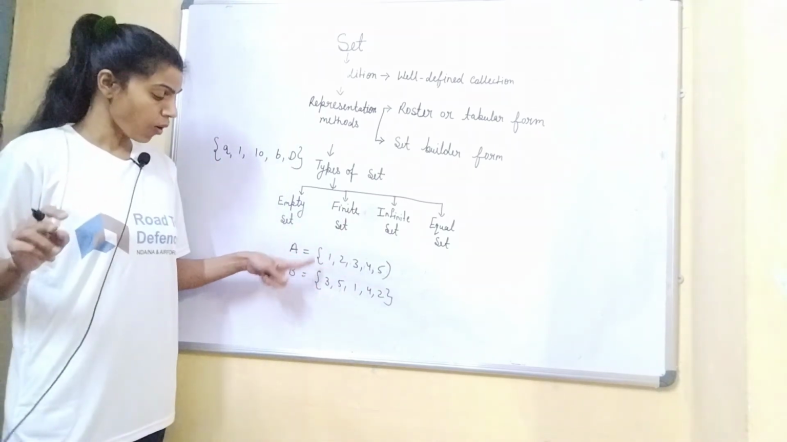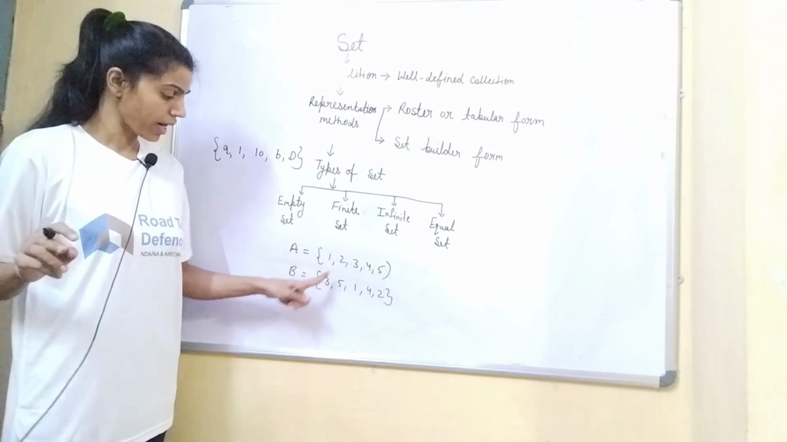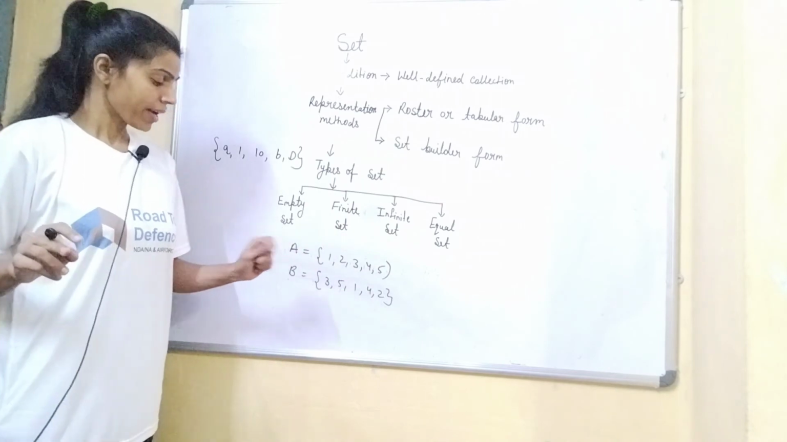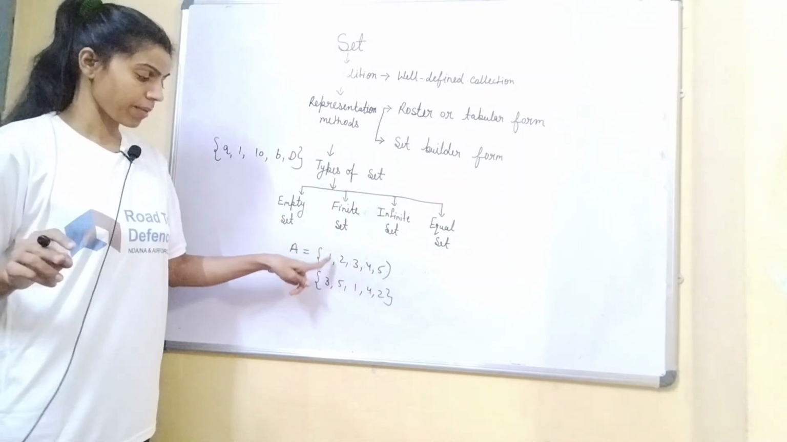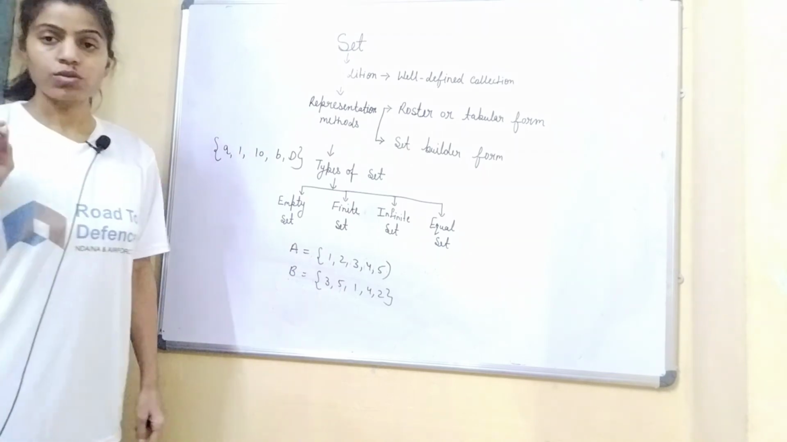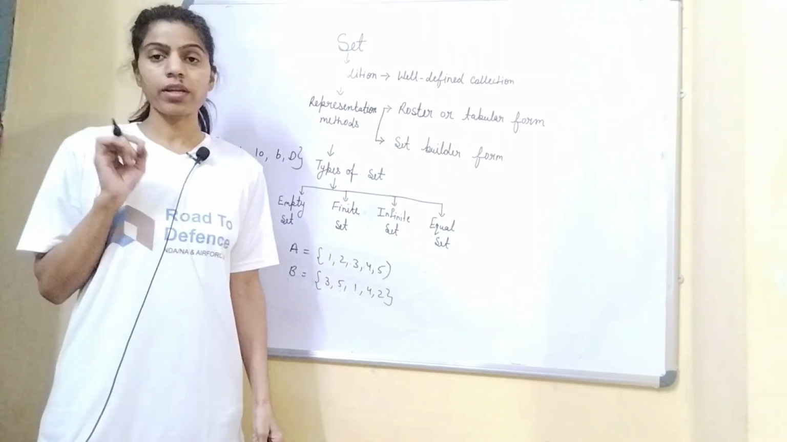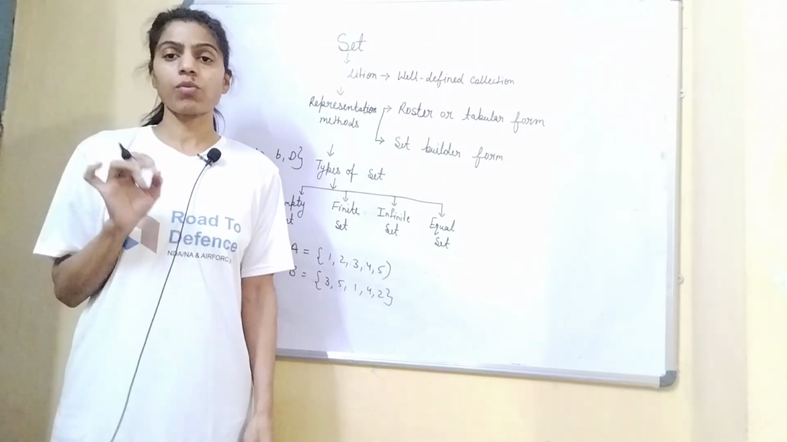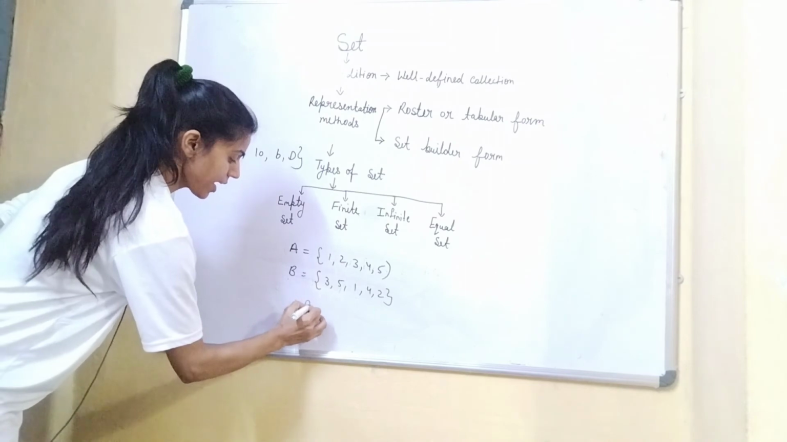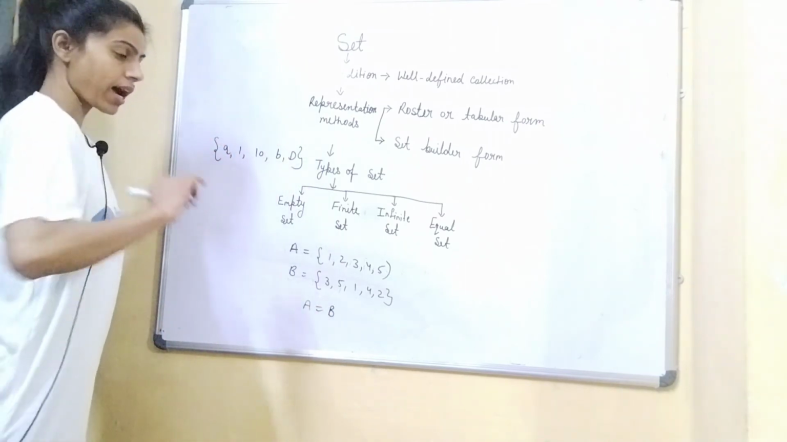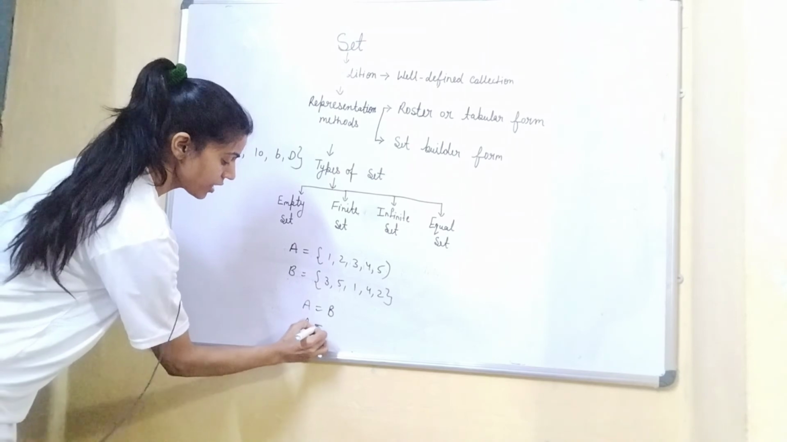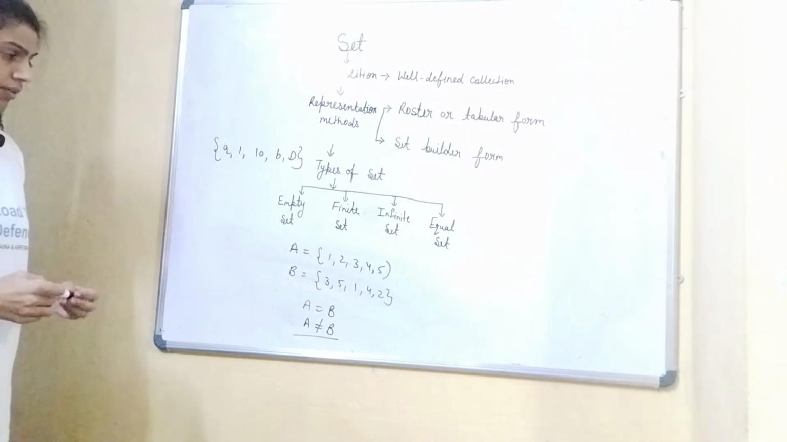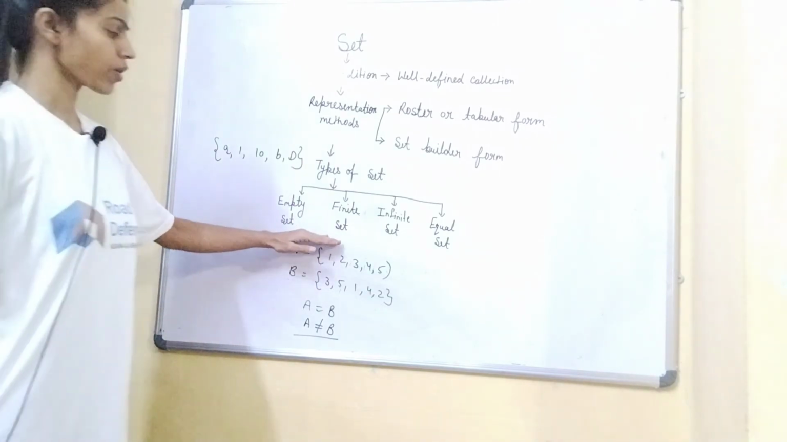You can see, students, the order is changed here: here it is 1 2 3 4 5 and here it is 3 5 1 4 2, right. So the order is changed but the elements are the same, 1 2 3 4 5. If the elements are the same, the order may be changed, but it means these sets are equal sets, and we write set A is equal to set B. If the elements are not equal, then we write set A is not equal to set B, right students. So students, these are the types of sets.